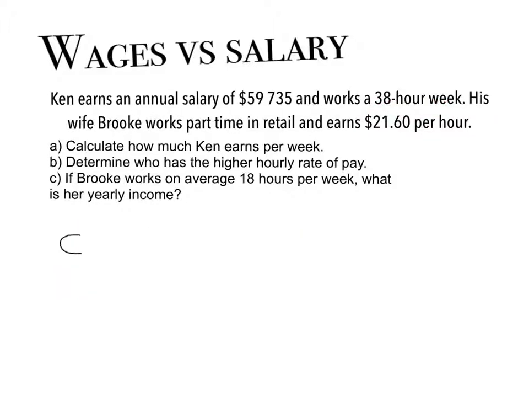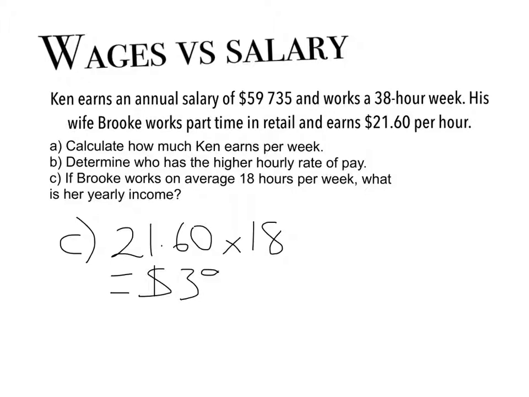C. Brooke works on average 18 hours per week. What's her yearly outcome? Okay, so she earns $21.60 an hour, 18 hours a week. Okay, it's not too hard. She gets $392.40. That value there is her earnings per week.